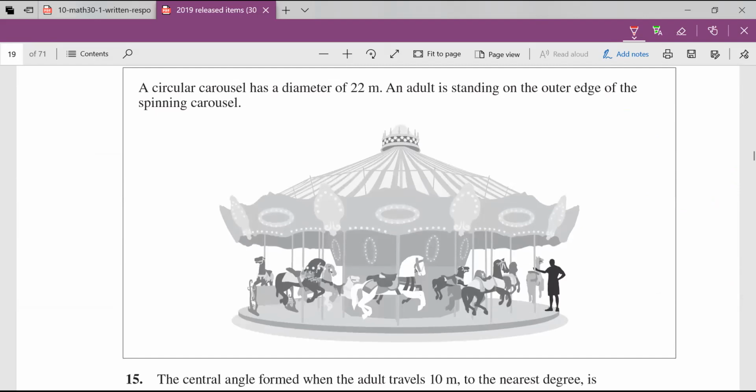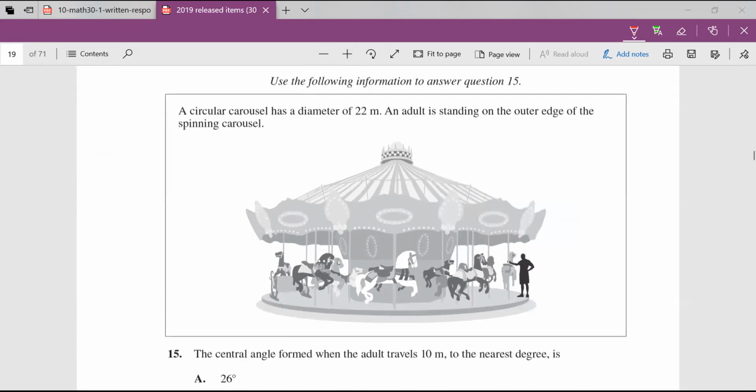All right, now we're into trig. So a circular carousel has a diameter of 22, and an adult is standing on the outer edge of the spinning carousel. Sure they are, why not, right? They're just hanging out on the carousel. They got nothing better to do. Let's just hang out on carousels all day, right?